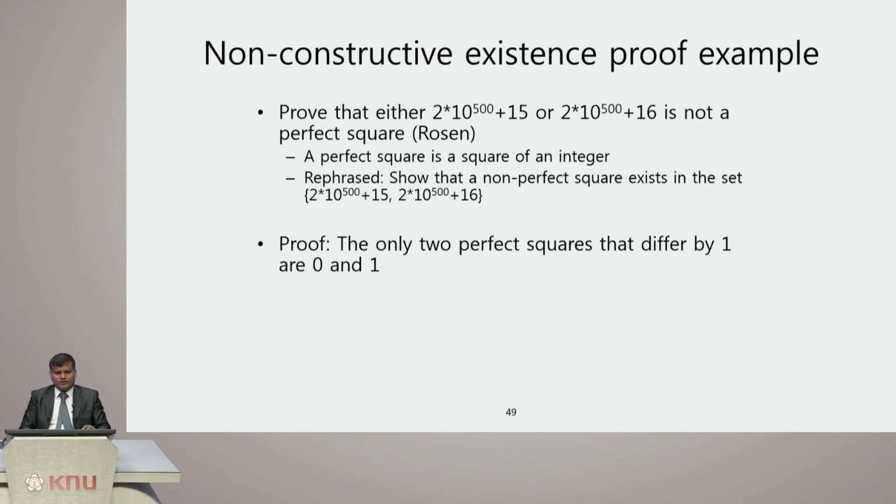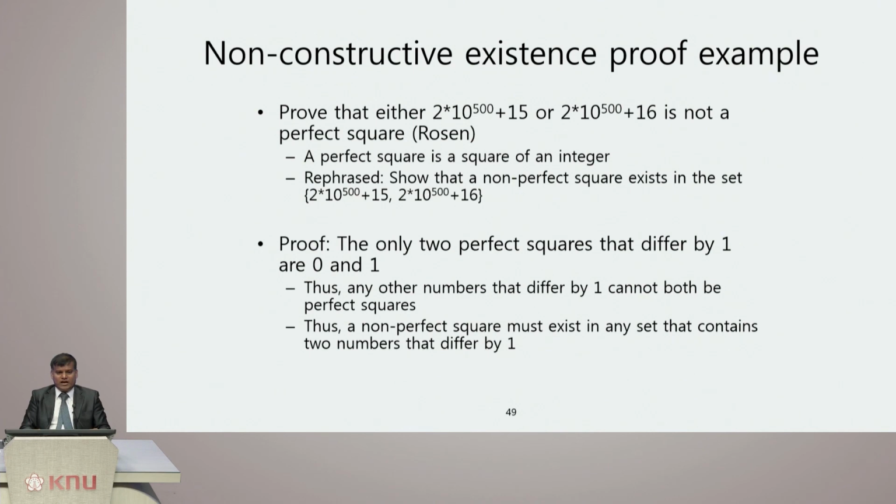The only two perfect squares that differ by 1 are 0 and 1. Which means that any other numbers that differ by 1 cannot both be perfect squares. The numbers in the given problem just differ by 1, which means that a non-perfect square must exist in any set that contains two numbers that differ by 1.